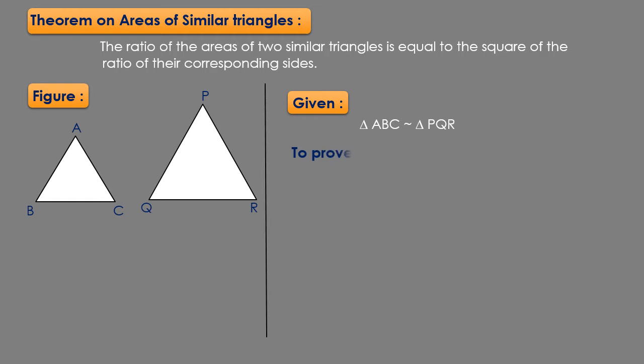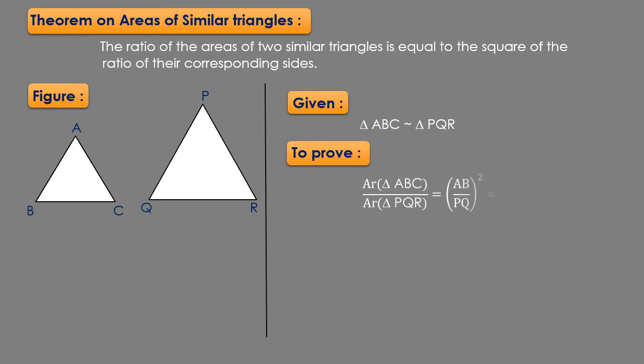Now what we have to prove? We have to prove that the ratio of areas of these two triangles, that is area of triangle ABC upon area of triangle PQR, is equal to the square of the ratio of the corresponding sides. So the corresponding sides of these two triangles are, the corresponding side of AB is PQ, for BC it is QR, and for AC it is PR.